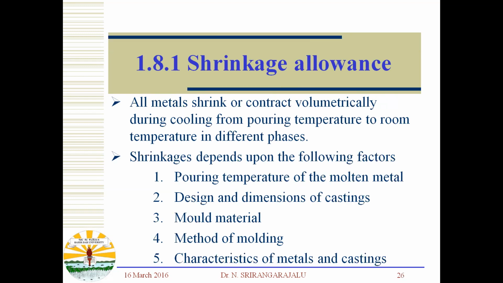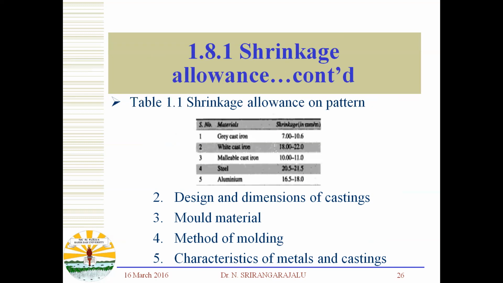All metals shrink or contract volumetrically during cooling from pouring temperature to room temperature in different phases. Shrinkage depends upon the following factors: pouring temperature of the molten metal, design and dimension of the casting, molding material, method of molding, characteristics of metals and casting.